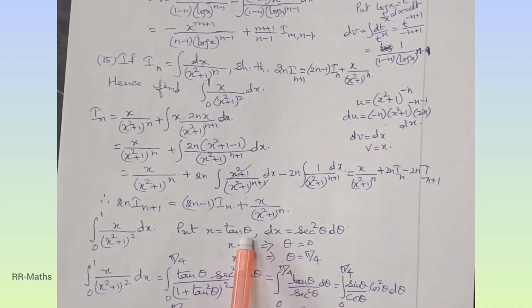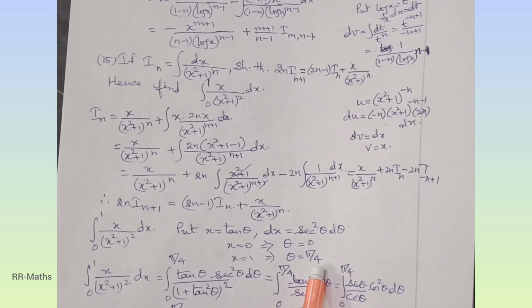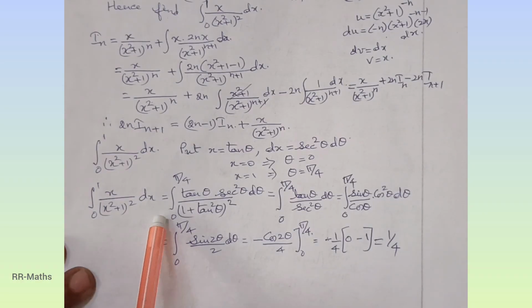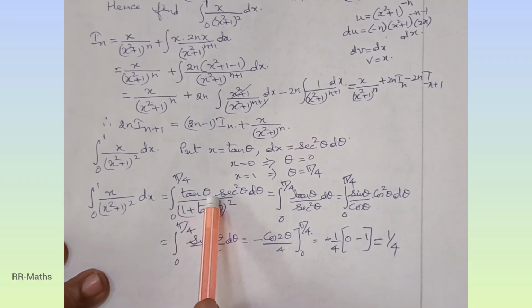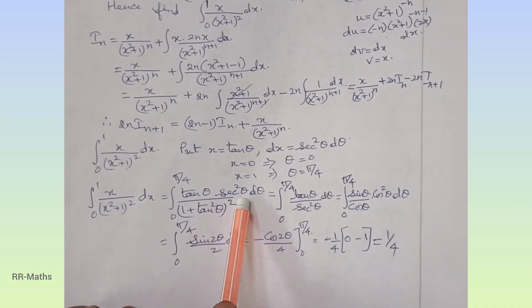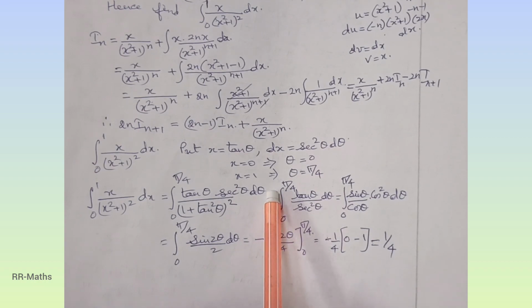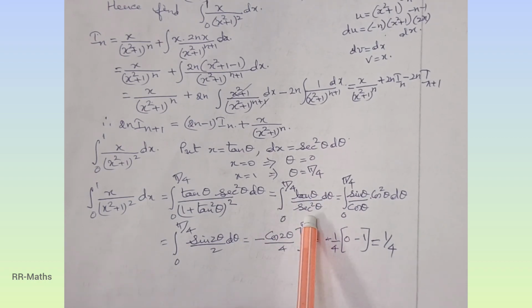Now when x is 0, tan theta should be 0, that means theta is 0. When x is 1, tan theta should be 1, so theta is 45 degrees, which is pi by 4. The integral 0 to 1 of x by (x square plus 1) whole square dx now becomes integral 0 to pi by 4 of tan theta divided by (1 plus tan square theta) whole square into secant square theta d theta. Now 1 plus tan square is secant square, whole square will become secant to the power of 4 theta. So you can cancel 1 secant square in the numerator and denominator, giving the integral 0 to pi by 4 of tan theta by secant square theta d theta.